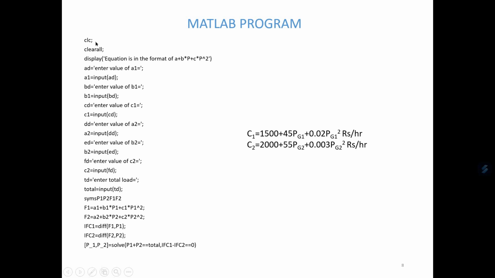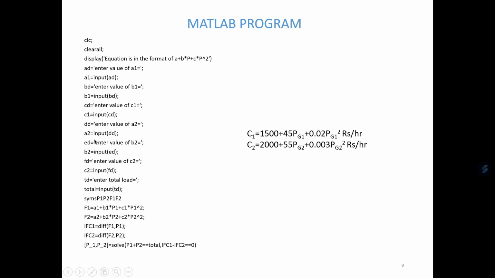The program starts with CLC, which will clear the screen, and clear all. Then display the equation in the form of A plus BP plus CP square, which writes down the fuel cost equation for each generator. Now enter the value of A1. A1 is the first constant, which here is 1500. Then enter the value of B1. B1 is 45. Then enter the value of C1. C1 is 0.02.